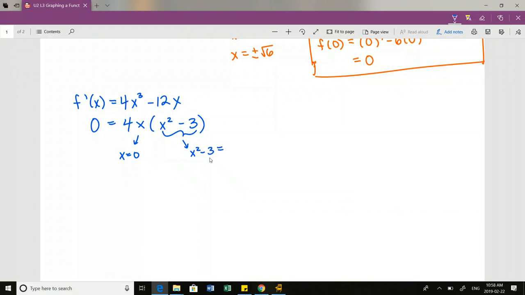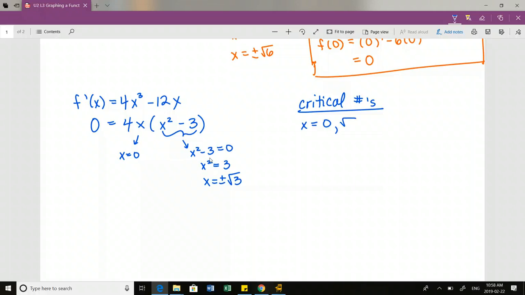And then we're going to solve this guy. Again, making sure that when I take the square root, I take the positive and negative square root. Okay, so those are my critical numbers. They're not my critical points. They are the critical x values, 0, root 3, and negative root 3.